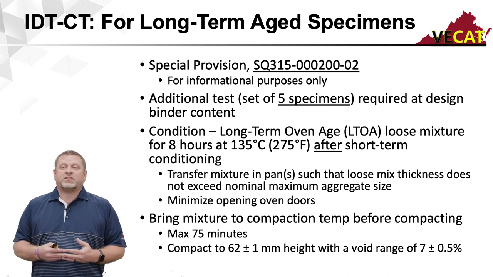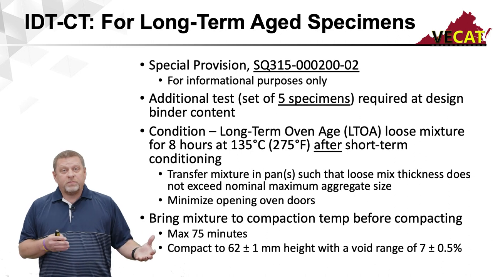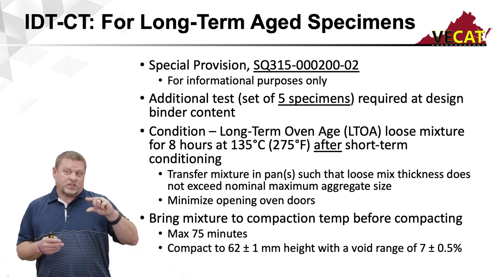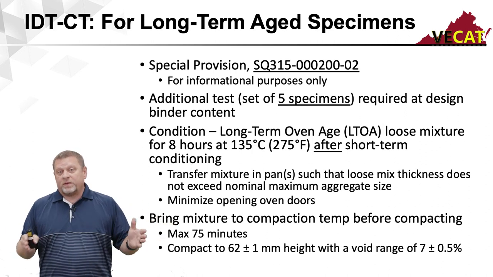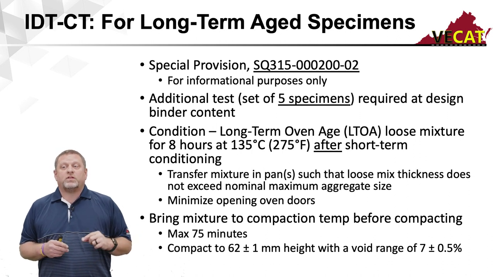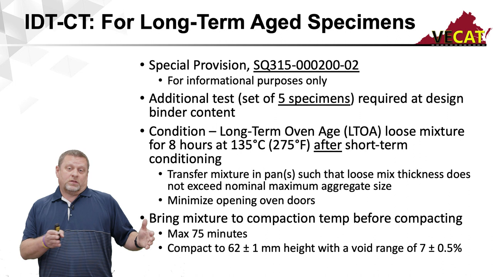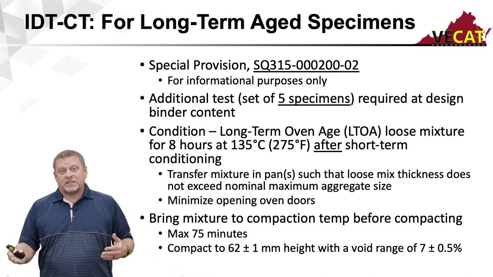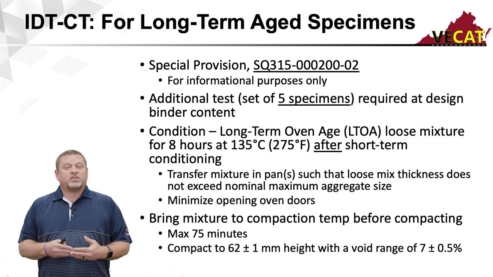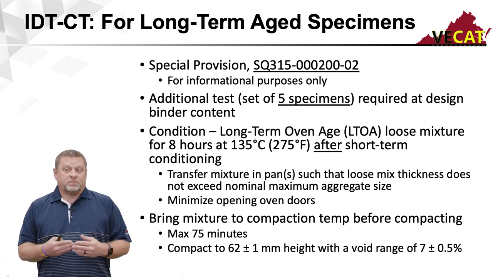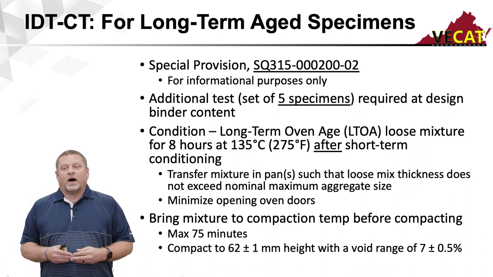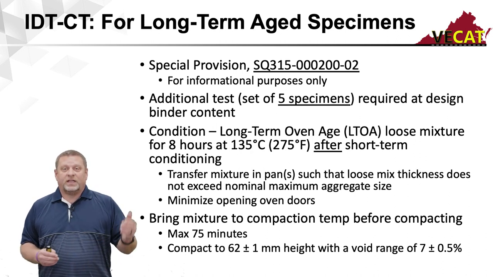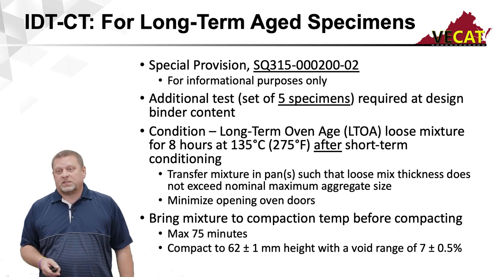The special provision that VDOT has wants us to transfer the mix from the 1-inch to 2-inch thickness pan to a much larger pan that will allow me to spread my mix out in a uniform thickness equal to the nominal maximum aggregate size. So I'm going to need either multiple pans or a larger pan to spread this material out. And rather than stirring it every hour, VDOT has elected to just minimize the opening of the doors, so your specimens are just in the oven for 8 hours. If you do have to open your door for any reason, again, I would recommend adjusting the location so that you get more uniform conditioning during this time.